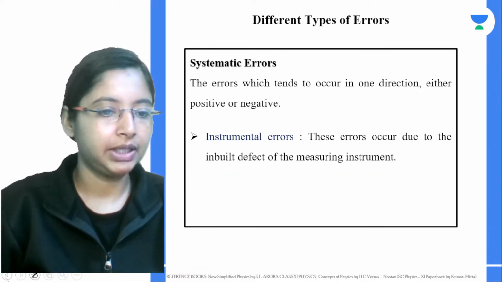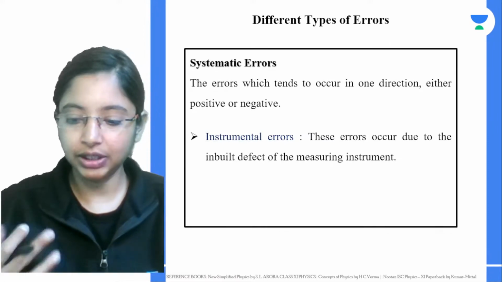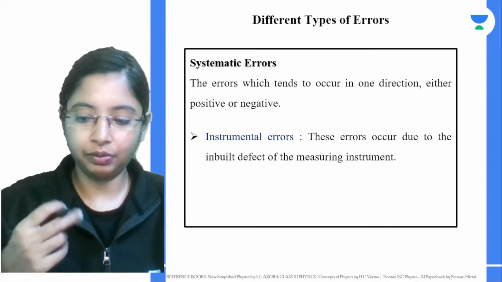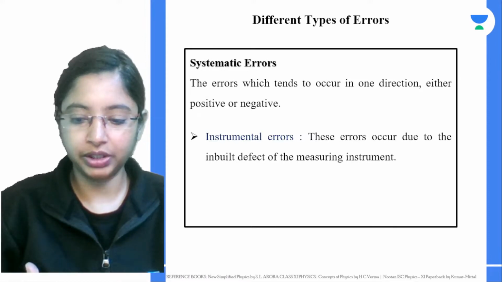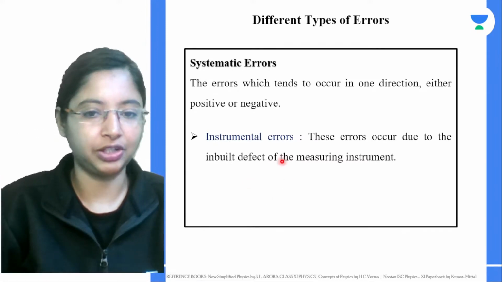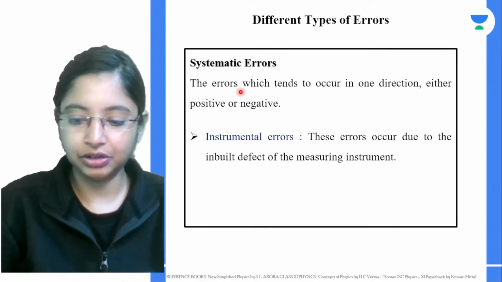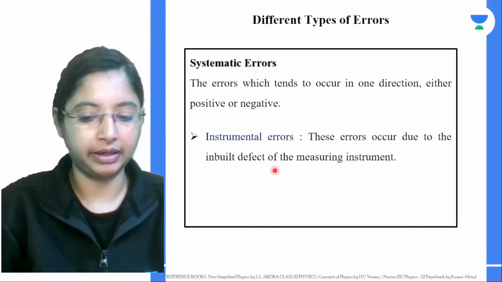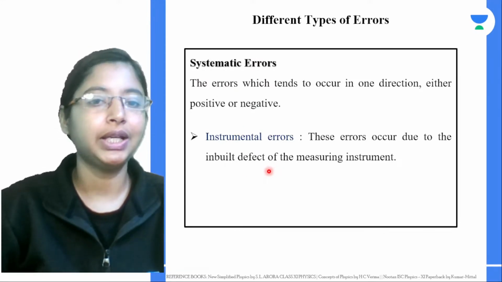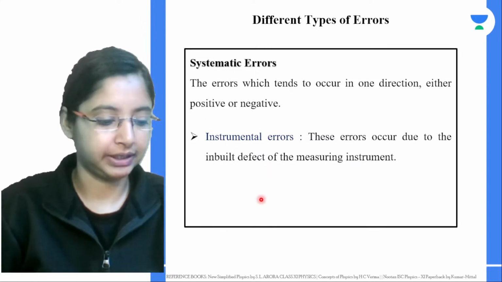Now, these instrumental errors, you can actually rectify them by measuring a physical quantity, instead of using the same instrument, by changing the instrument. In this way you can rectify this instrumental error. Or again, by calibrating that particular instrument, that will also rectify these instrumental errors.